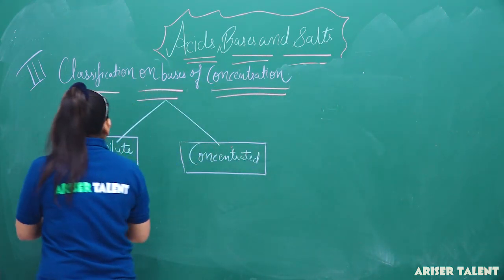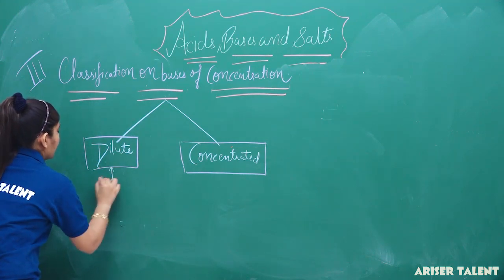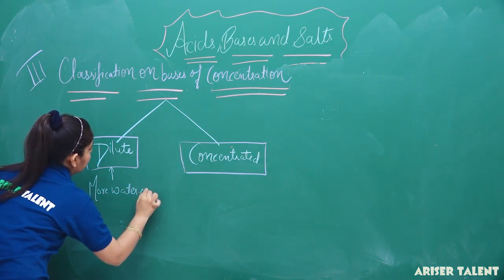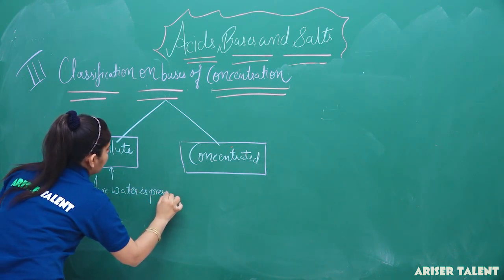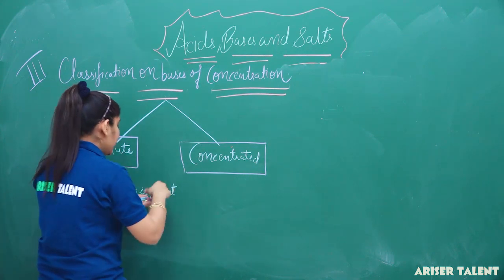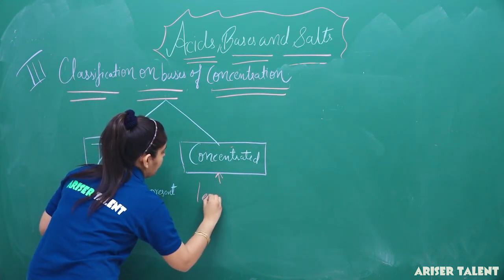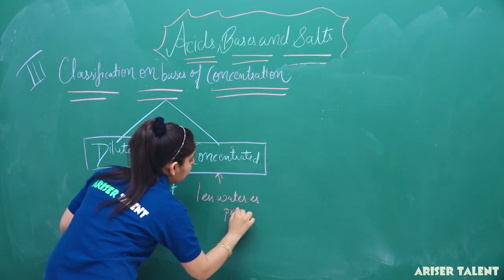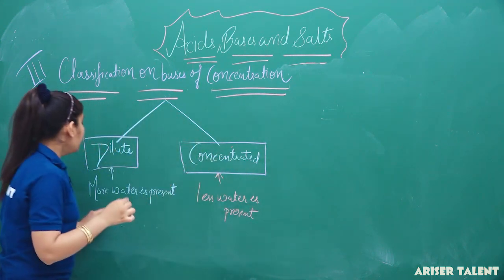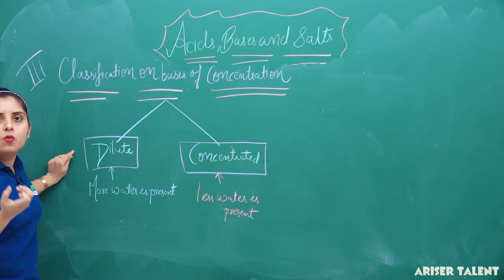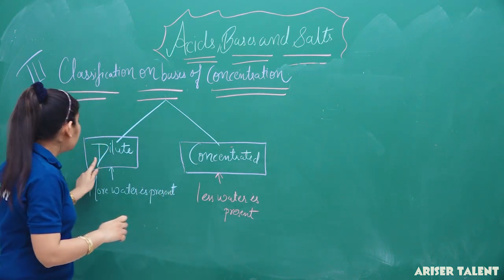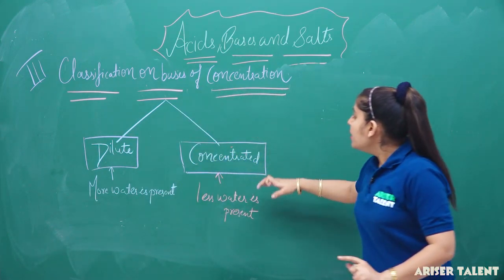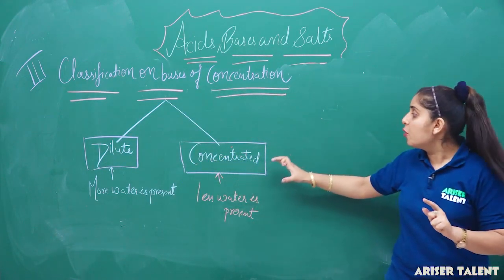So in the case of the dilute one, more water is present, and in this case less water is present. So in this case, the quantity of water is more and the quantity of acid is less. So we can say that the acids are diluted ones. But if the quantity of acid is more and water is less, we can say that the acids are concentrated.